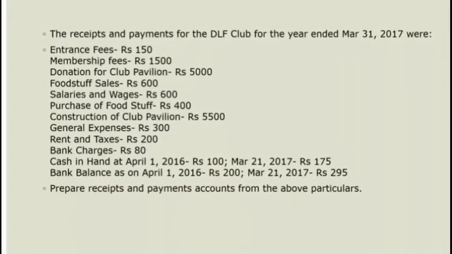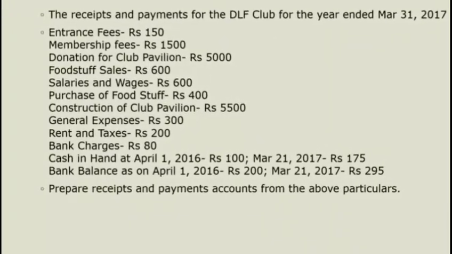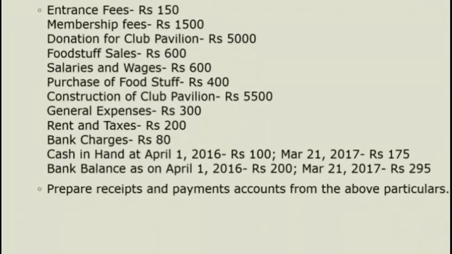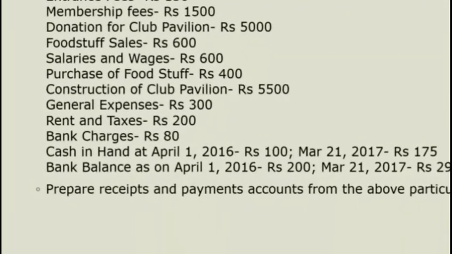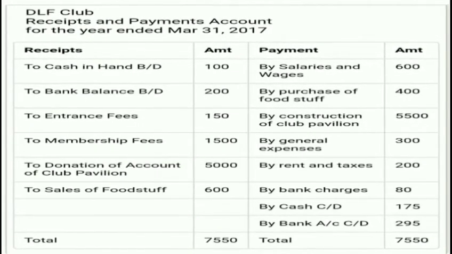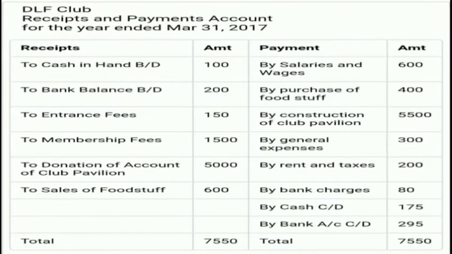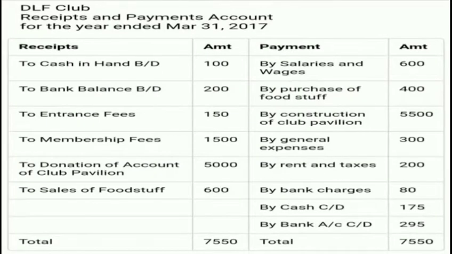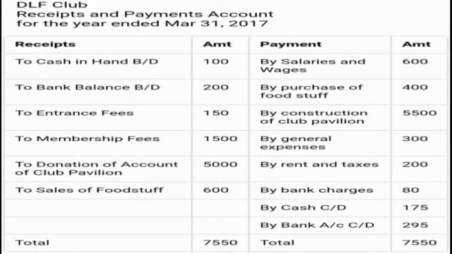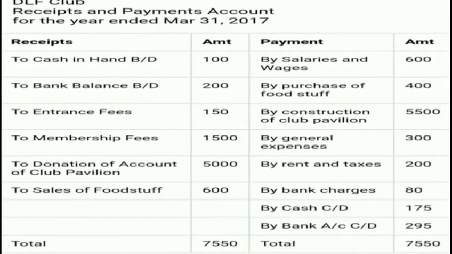Now let's start with the sum. Here the receipt and payment details of DLF club are maintained, and we are asked by the question to prepare a receipt and payment account. As we have said, receipt and payment accounts follow the features of a cash book, so we will follow the basic golden rule of real account: debit what comes in and credit what goes out. Thus, from the question we can identify that cash in hand and cash at bank, that is bank balance, on 1st April is a receipt for the NPO.